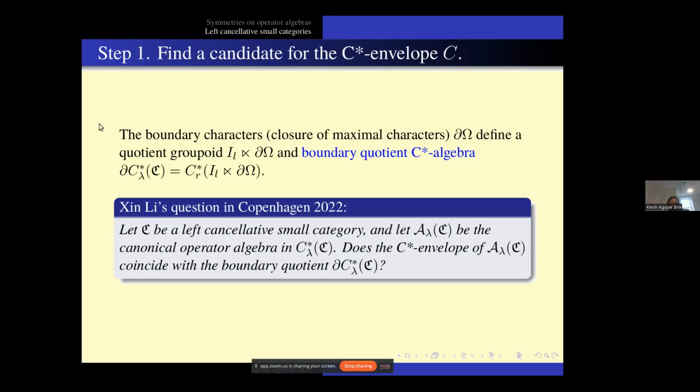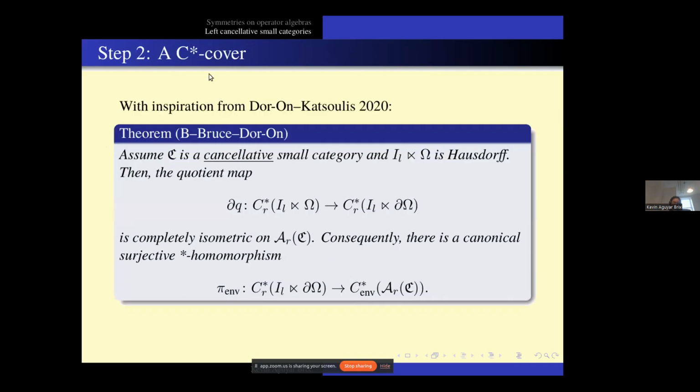So you remember that there were 3 steps. Step 1 was to find a candidate. Step 2 is to show that this candidate is a C-star cover. And this is one of our theorems. And then I'll get to step 3 in a minute or 2.